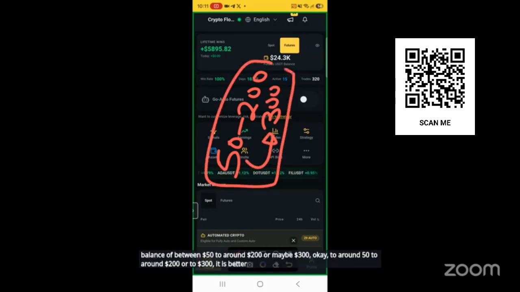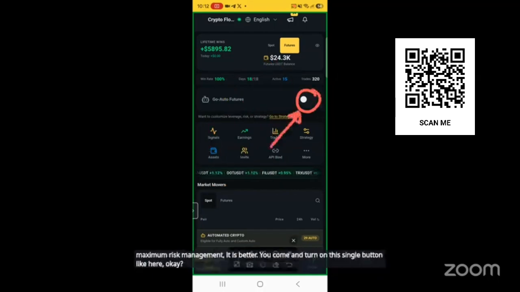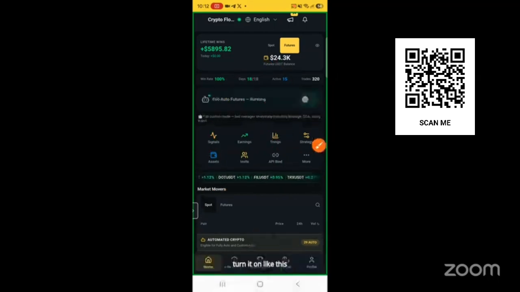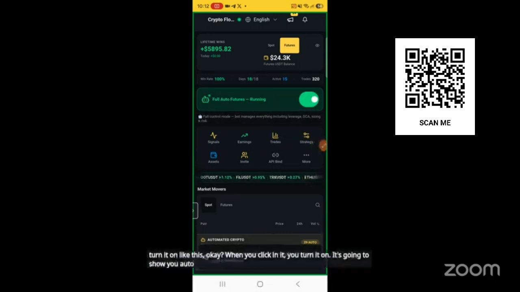And for capital conservation and for maximum risk management, it is better you come and turn on this single button like here. Okay, this single button like this, turn it on like this. When you click on it, you turn it on. It's going to show you full autonomy activated, bot controls everything.